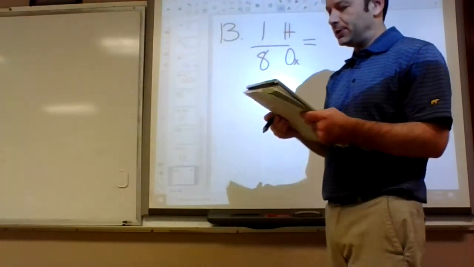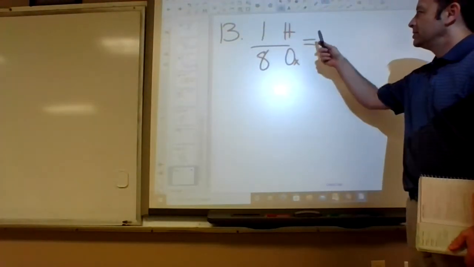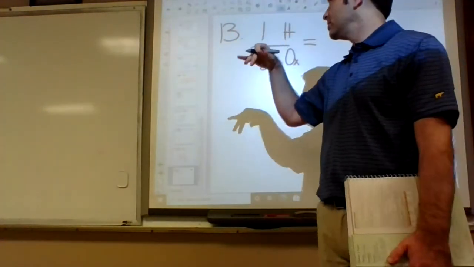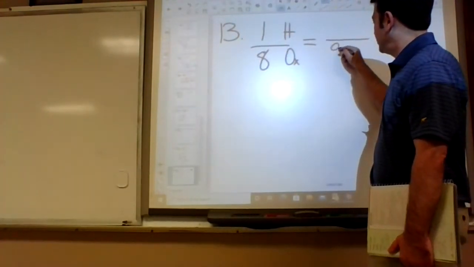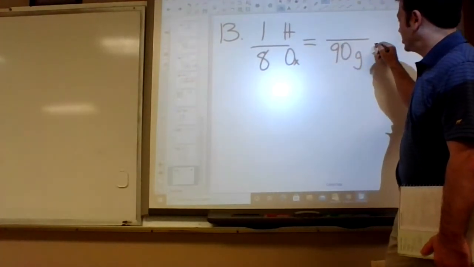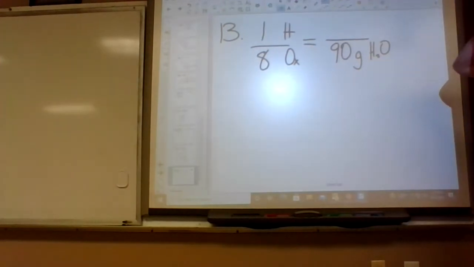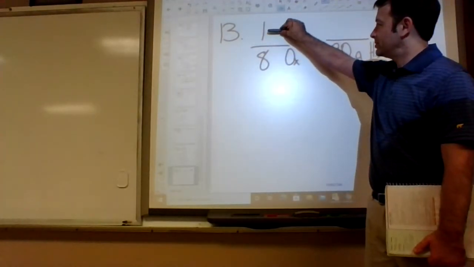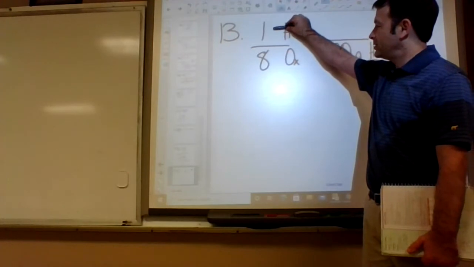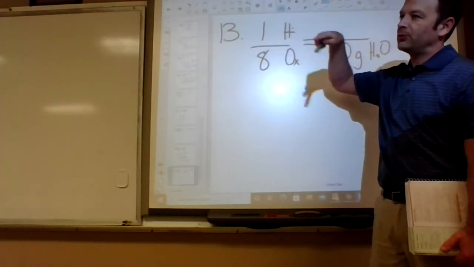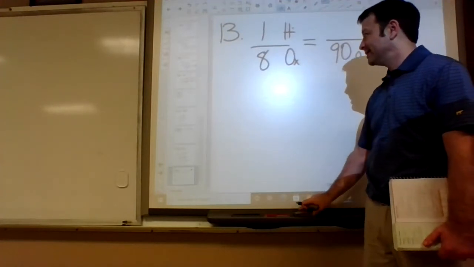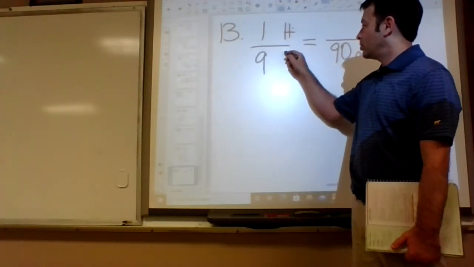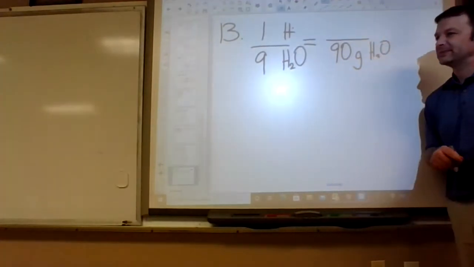It says how many grams of each are in 90 grams of water? So does water go with hydrogen or oxygen? Trick question. Neither. All of the above, really. So the 90 grams of water, let's put H2O over here. The water should go with the water, but we don't have a water here. So how do I find, if hydrogen weighs 1 and oxygen weighs 8, then what does the total water molecule weigh? 9. So really, instead of 1 hydrogen to 8 oxygen, I need 1 hydrogen to 9 water. That's what makes this one tricky.